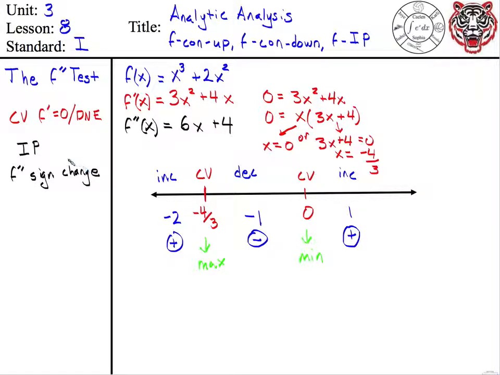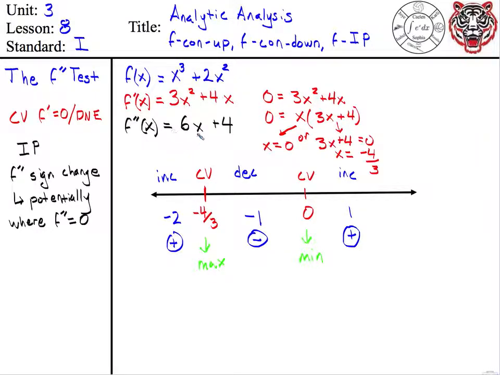Similarly, we need to look for an F prime sign change where F double prime is equal to 0. So I'll write that down here. Inflection point, potentially where F double prime equals 0. All right. So we need to find where F double prime is equal to 0, similarly to how we found F prime is equal to 0, because that might be an inflection point.